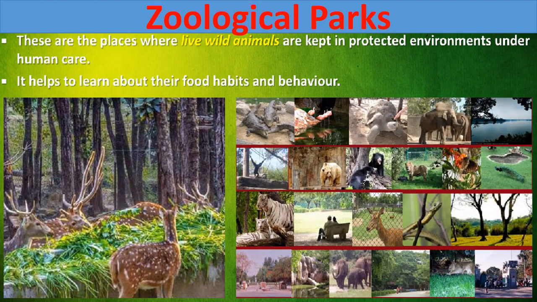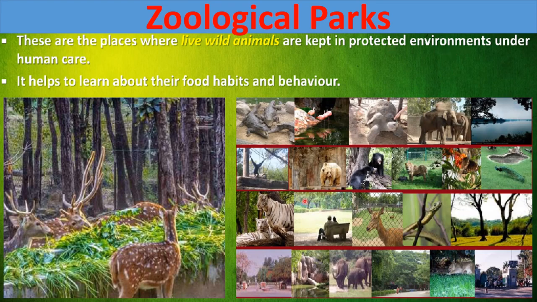Then next taxonomical aid is geological parks. Geological parks are the places where live wild animals are kept in protected environments under human care. Okay, you can say zoo. I think you all have visited a zoo. So zoological parks are what? These are zoo, where the live wild animals are kept in protected environment.